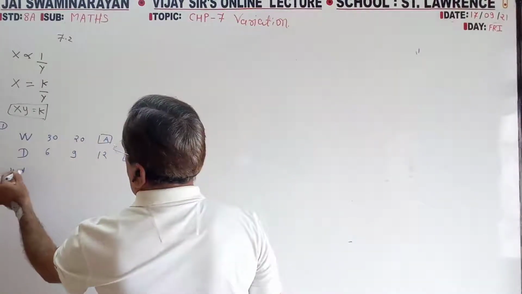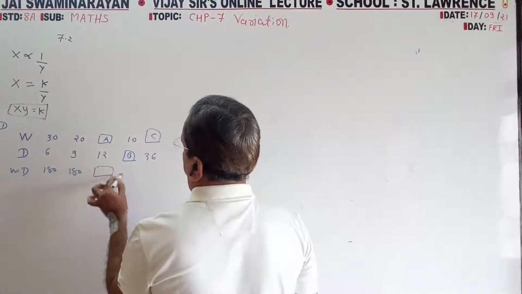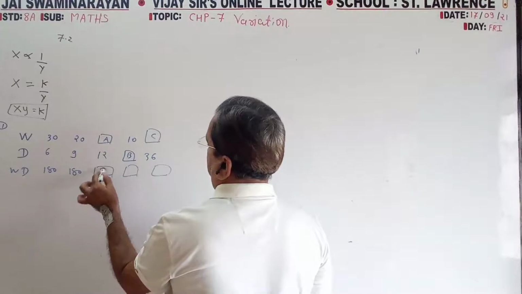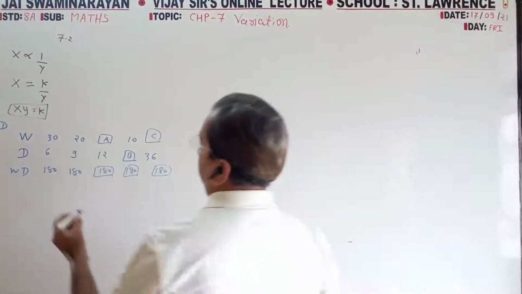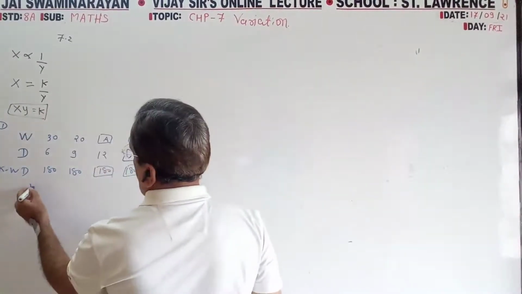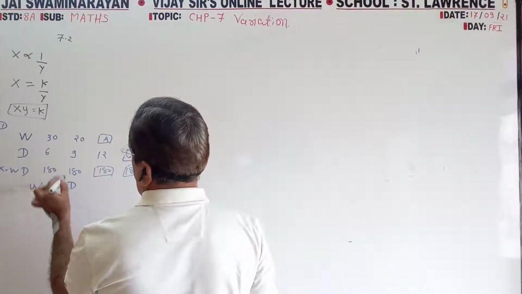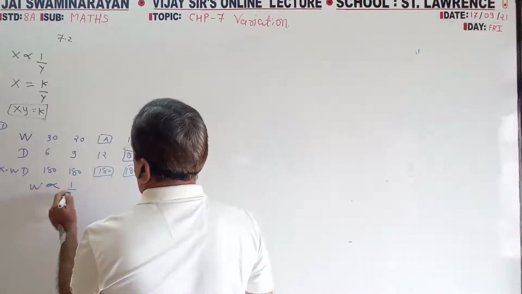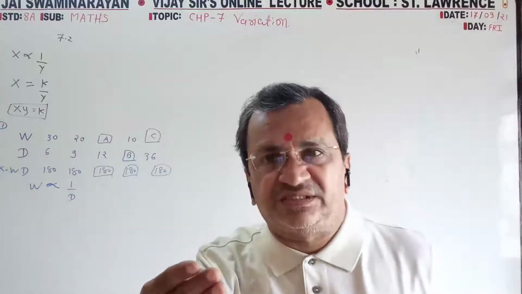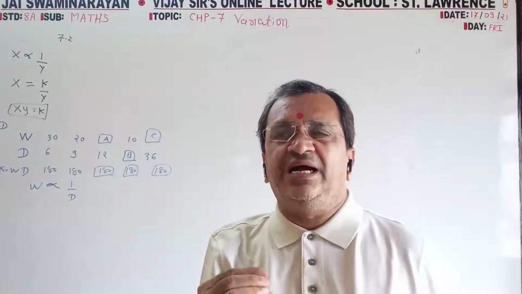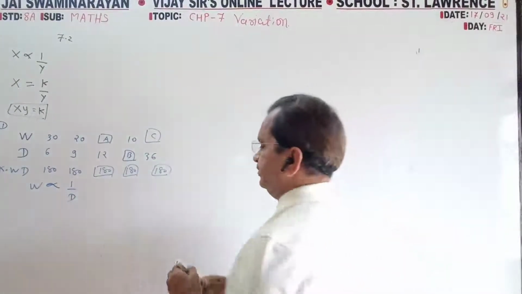And WD is 180, 180. This will also be 180, because it is K. K is equal to WD. Work: workers are inversely proportional to the days. The more workers, the less time they take to finish the work. The fewer workers, the more days they take to finish.